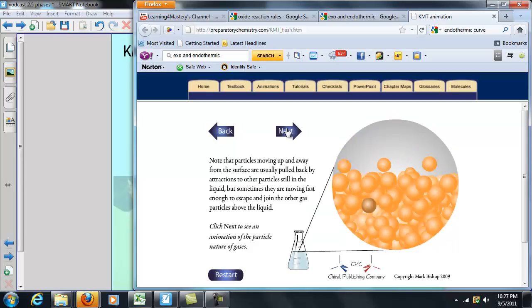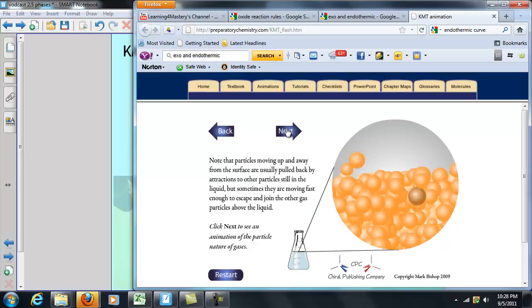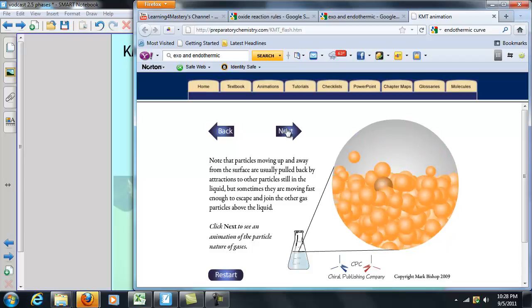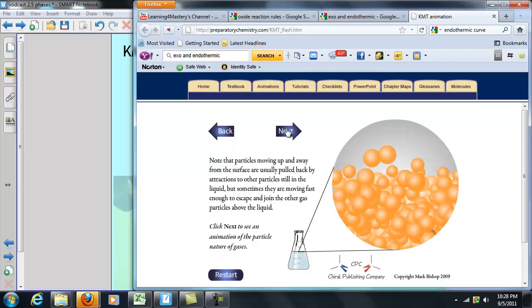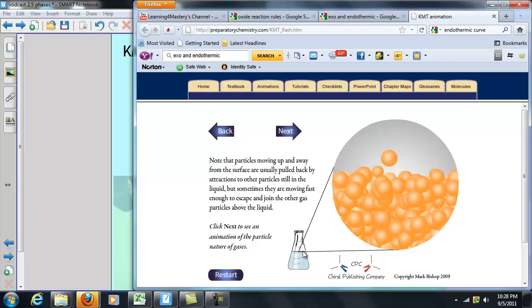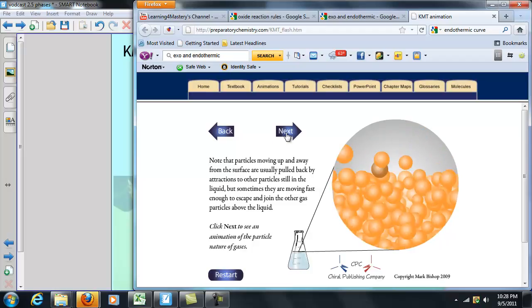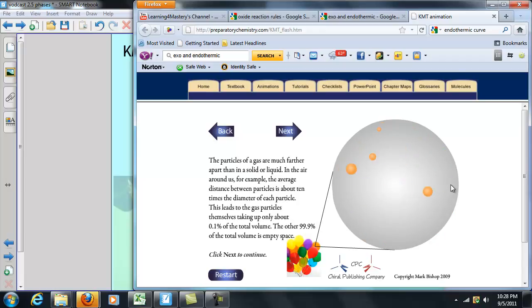Okay, now here, this is an example of a liquid, and at the top, you see some molecules starting to escape. Okay, and if you see the picture of the flask down here, right at the surface, that's what we're showing here. Right at the surface, some of those molecules escape out. And what do they escape into? They escape into gas phase.